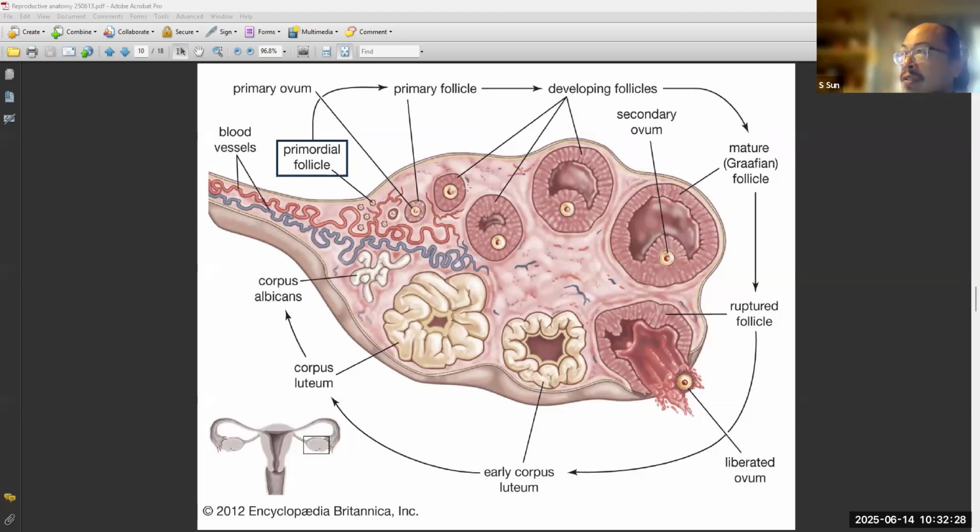Each follicle is also surrounded by several cells. We will look into that. And the third thing that you need to know is that after ovulation, you generate the corpus luteum. That is the journey of these follicles, as well as the variety of follicles inside of the ovary.